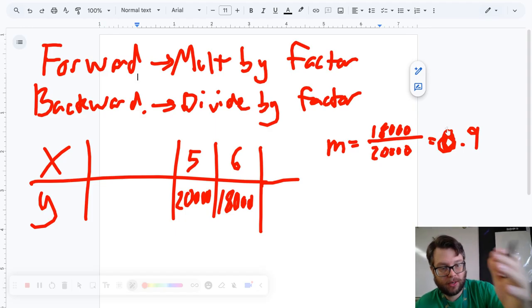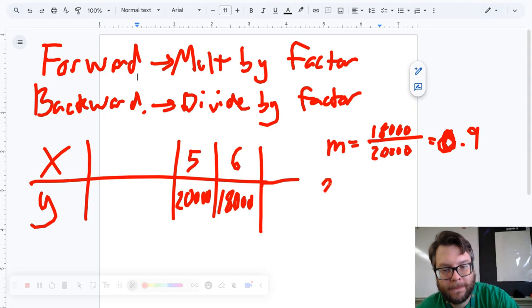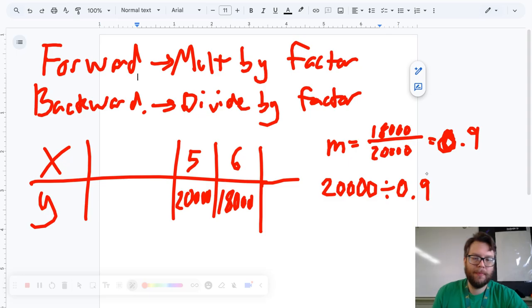So if I wanted to get the next year, I could just multiply by 0.9, multiply by 0.9. To work backwards, I'm just going to divide by 0.9. So I'm going to take 20,000, and I'm going to divide by 0.9. But if I divide by 0.9, that just gets me to year 4. Divide again, year 3. Divide again, year 2. Divide again, year 1. It turns out that I need to divide by it 5 times to get back to year 0. So you can type this in.